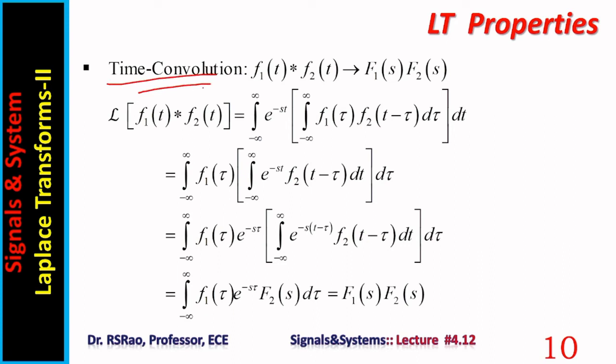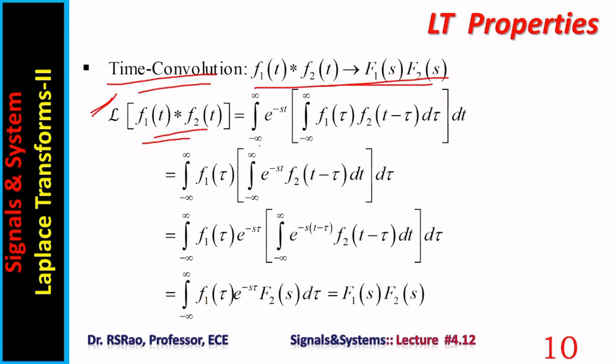Another property, time convolution. Laplace transform of convolution of two signals f1 and f2 is product of their Laplace transforms. This is time convolution theorem. How it is arrived at? Procedure is apply Laplace transform to convolution of f1 and f2.